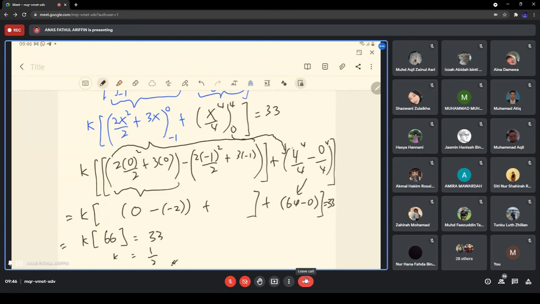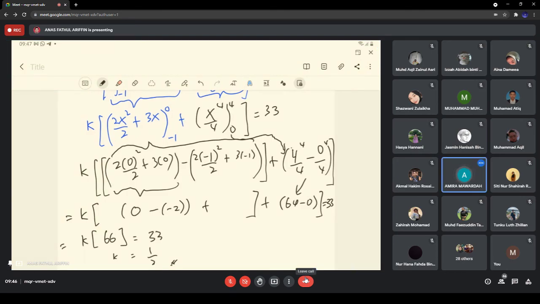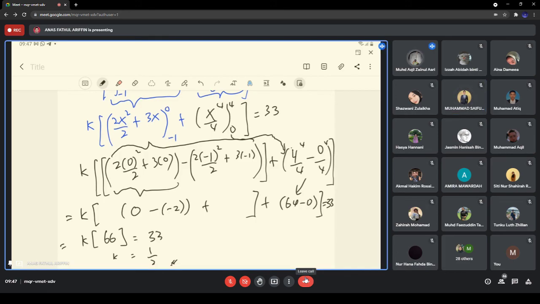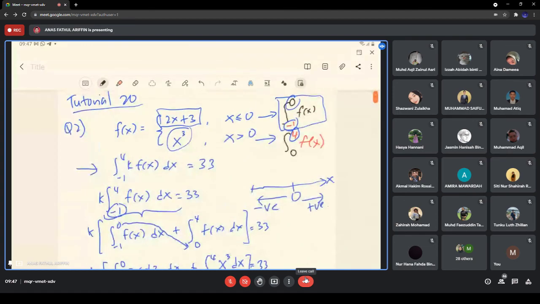Boleh? Boleh, sir. Itu kalau soalan dia ada dalam bentuk piecewise functions macam ni, macam mana kita nak decide dia punya limit tadi. Okay. So soalan ni lebih kurang sama juga dengan soalan function tutorial 20 question number 7. Question number 7. Okay. So ada soalan tak untuk kelas hari ni sebelum kita stop?